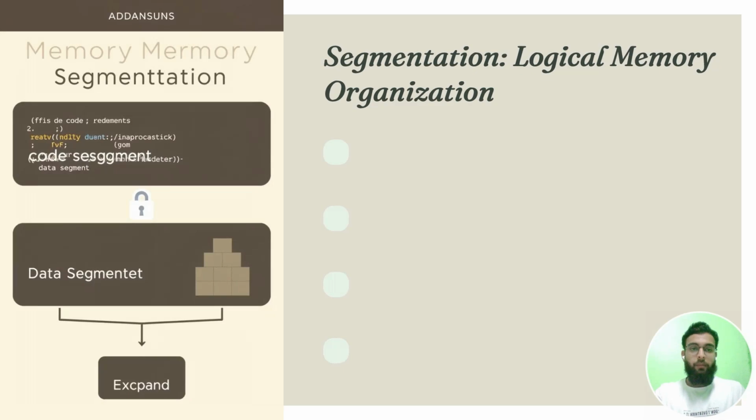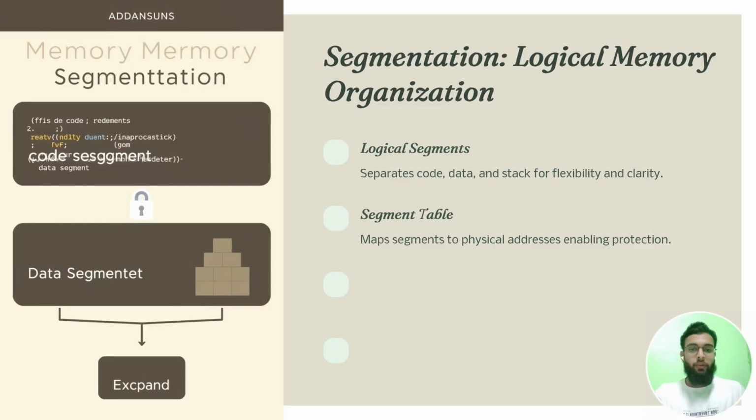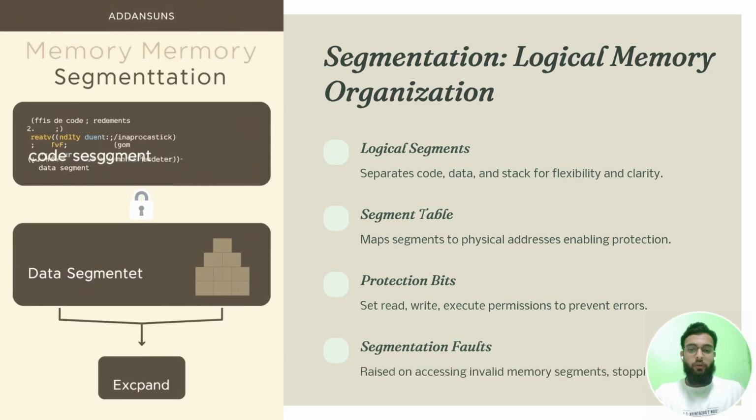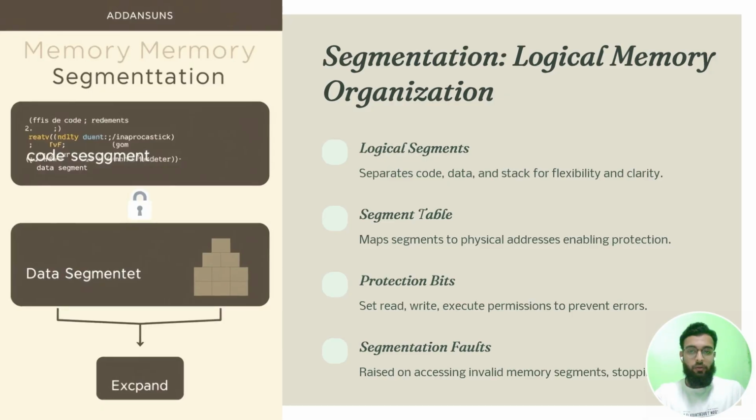Now we'll talk about the segmentation, which is logical memory organization. In this, we'll first talk about logical segments, which separate code, data, and stack for flexibility and clarity. Then we have segment tables, which map segments to physical addresses, enabling protection. And we have protection bits, which set the read, write, and execute permissions to prevent errors. Then we have segmentation faults, which are raised on accessing invalid memory segments.